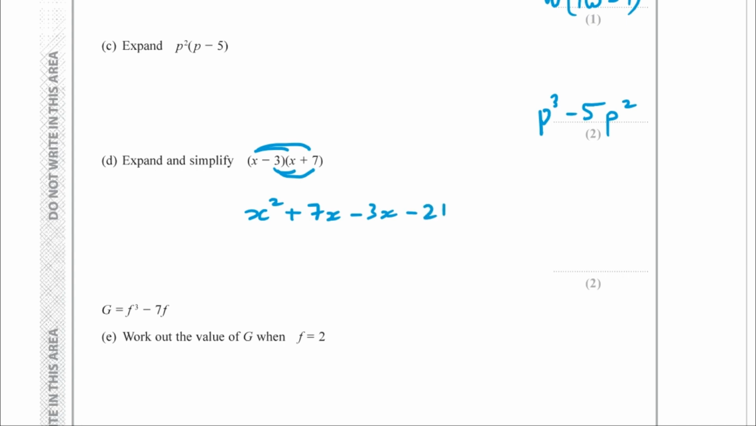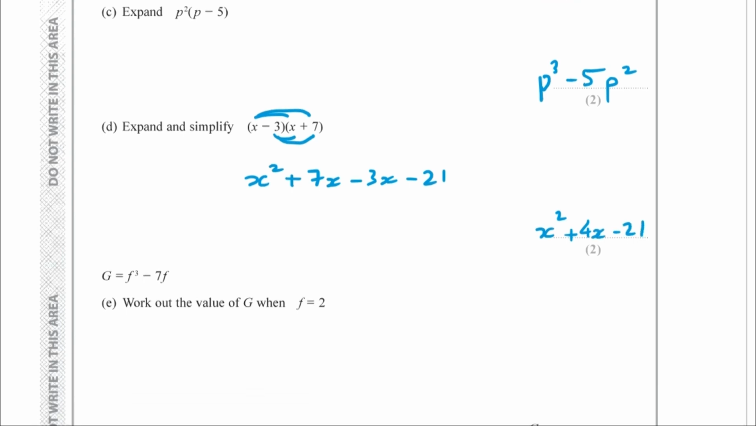So the answer to this question is x squared plus 7x minus 3x, so plus 4x minus 21. And we get 2 marks for that.